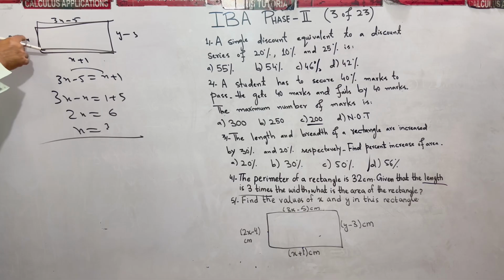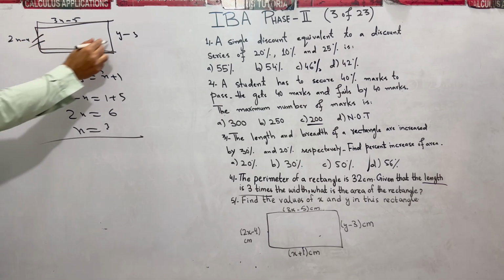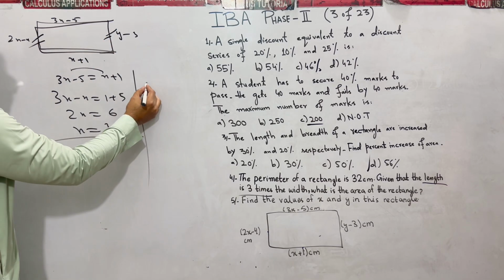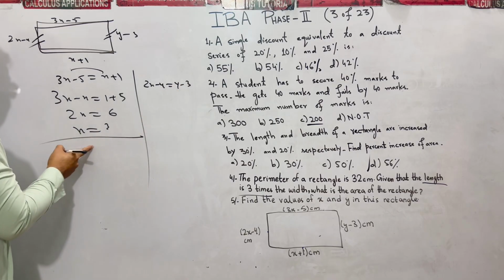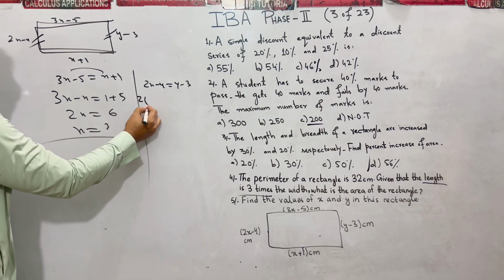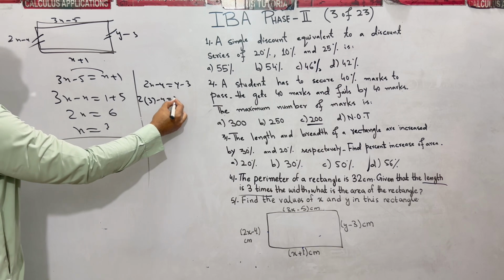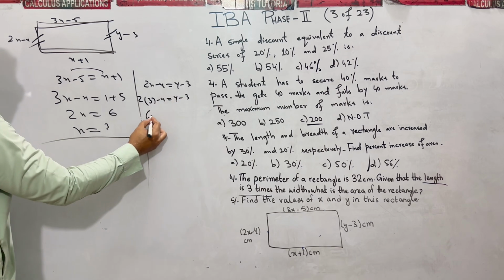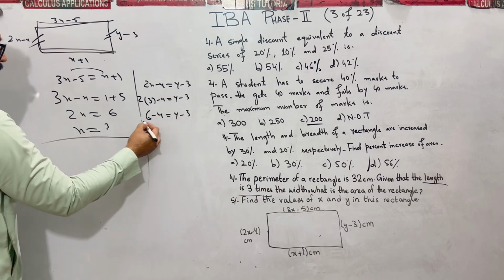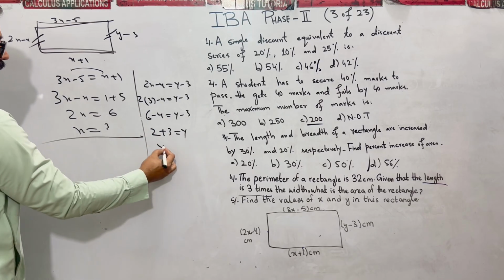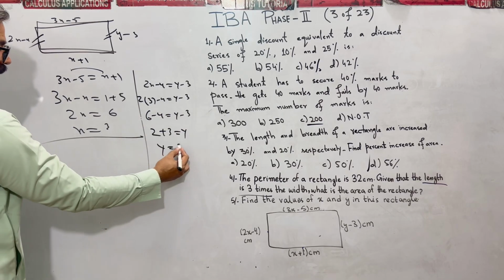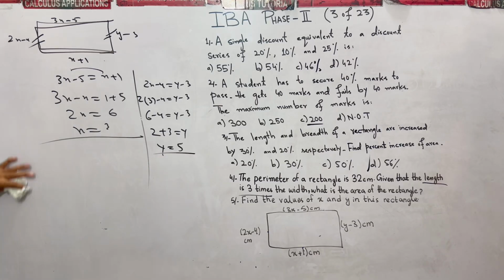What about this? Just compare this pair. This side equals this, call it width. 2x minus 4 is equal to y minus 3. I have already found the value of x, utilize it here. 2 times 3 minus 4 is equal to y minus 3. 6 minus 4 is 2. Shift 3 here, 2 plus 3 becomes 5. So the value of y is 5, value of x is 3.